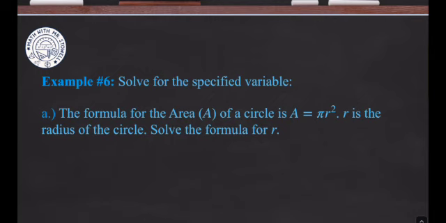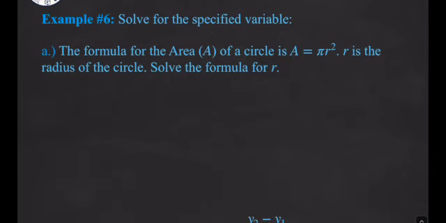Okay? Moving on. Example number 6. This is example set 6 that we are looking at now. Example set 6 has us solve for a specific variable. We have the formula for area of a circle, which is A equals pi times radius squared, right? That's the area of a circle. R is the radius of the circle, and we want to solve for R.